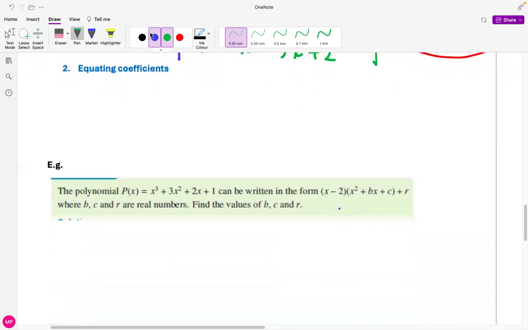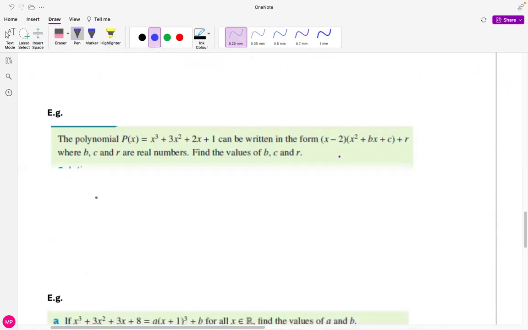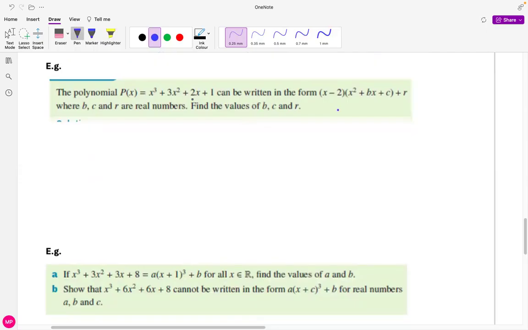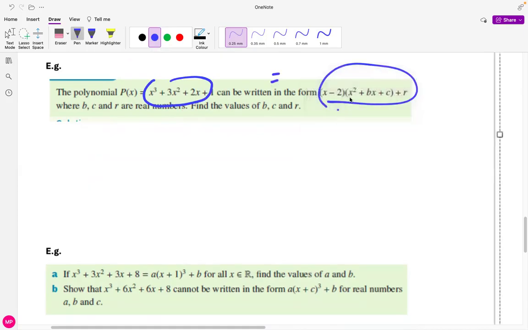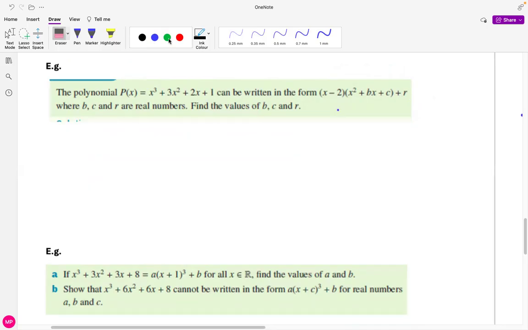Now we're going to learn a technique called equating coefficients. So here is an example here. They give you a polynomial, right? And they said that that polynomial can be written in this form, where b, c, r are real numbers. Find the value of b, c, r. So because this equation equals this equation, and we need to find b, c and r, what we do is we're going to expand this out, and then we equate them. That's called equating coefficients. Okay.